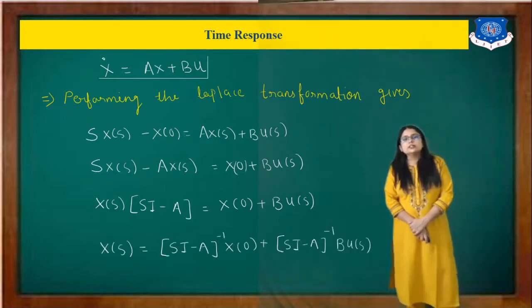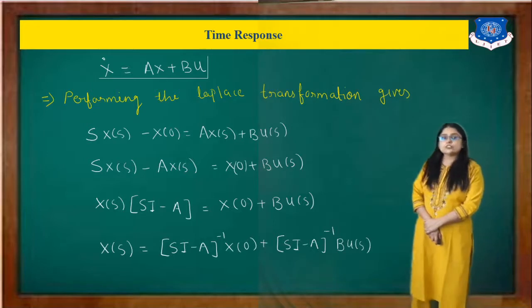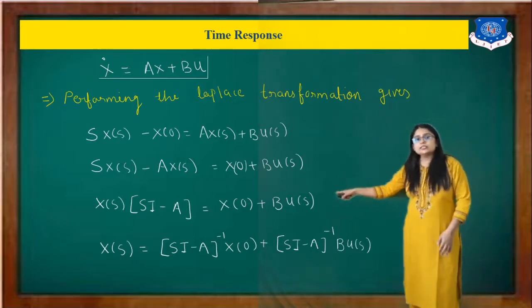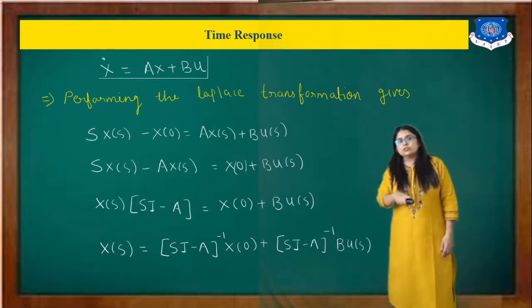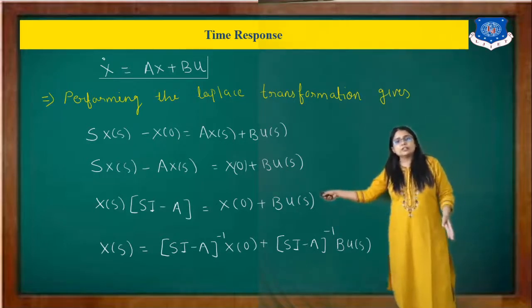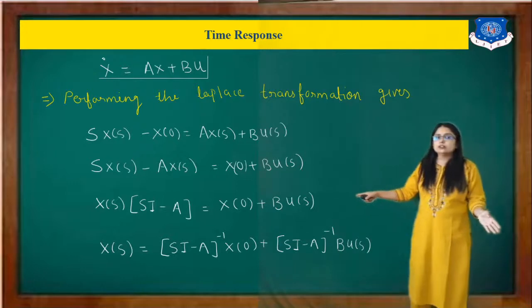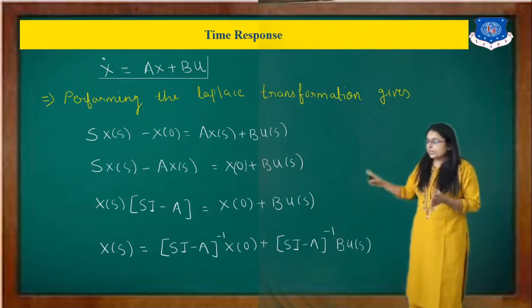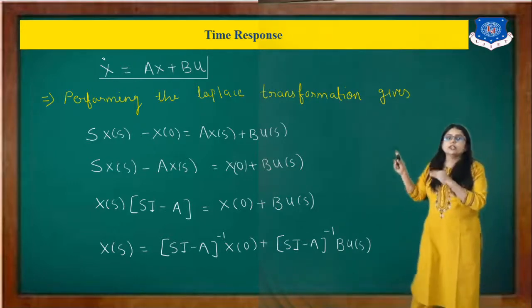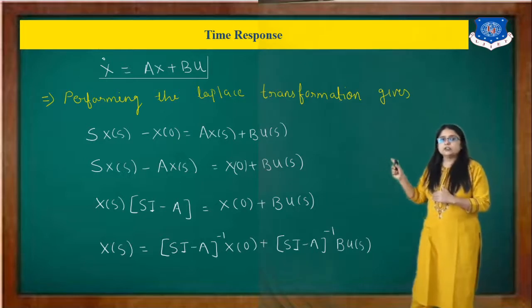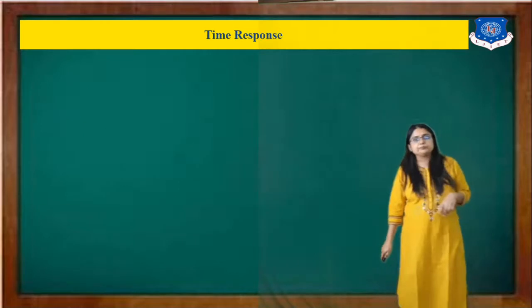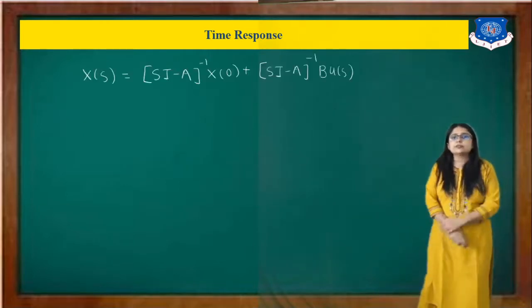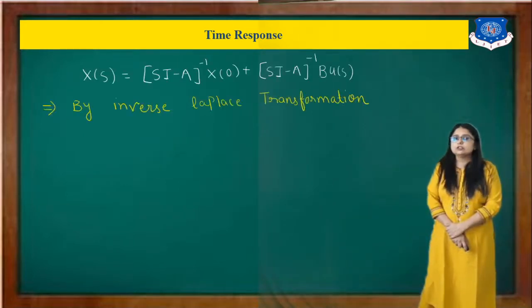Now the value of X(s): you have to divide this equation by sI minus A. So on this side we will have only X(s). That is, (sI minus A) inverse into x(0), and then (sI minus A) inverse B into U(s).